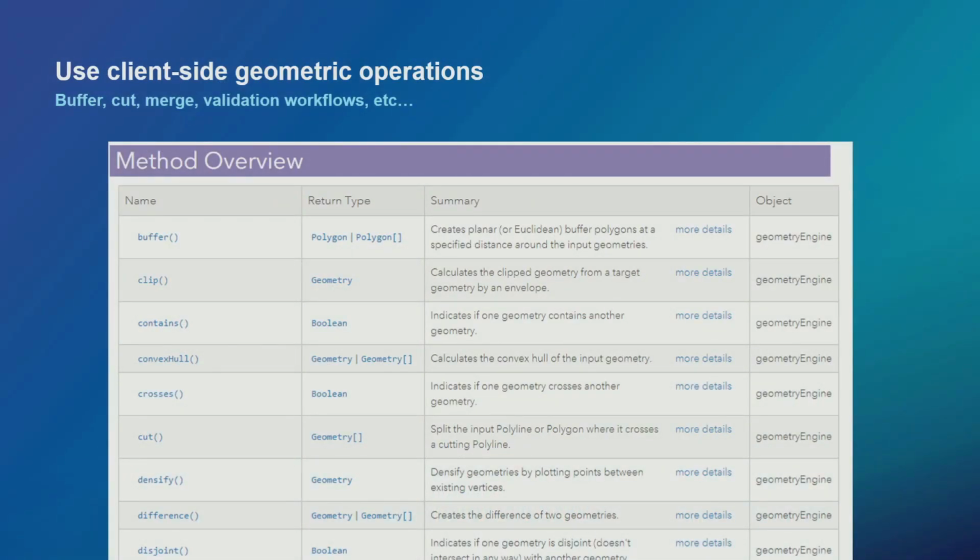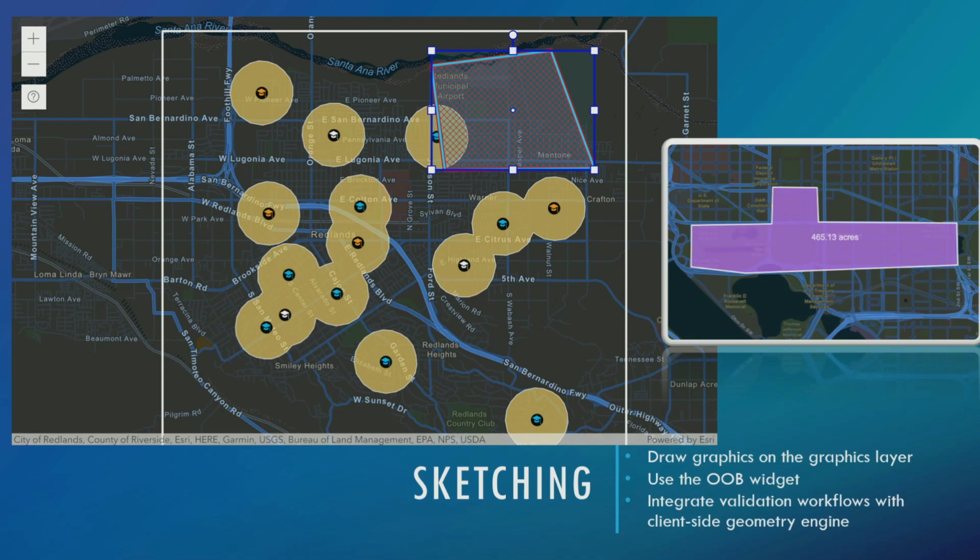I always like to point out that, as I was describing the client-side geometry engine, in sketching and editing, we expose all the different events as the user does map interaction. So if you want to tap into when the user does a particular thing and do extra validation or some sort of custom workflow with the geometry, you can use the geometry engine to do any of that kind of thing on the client. So really, any sort of editing experience you want to do, you can actually implement that.